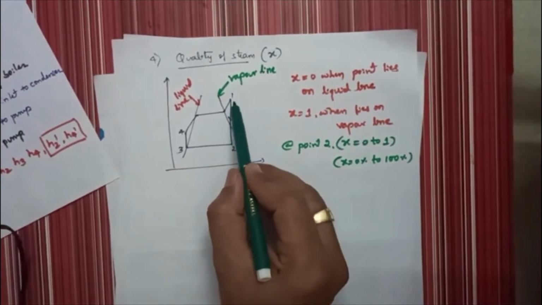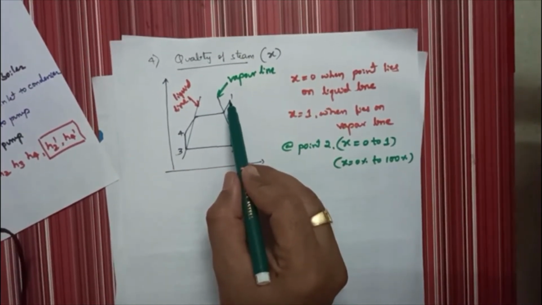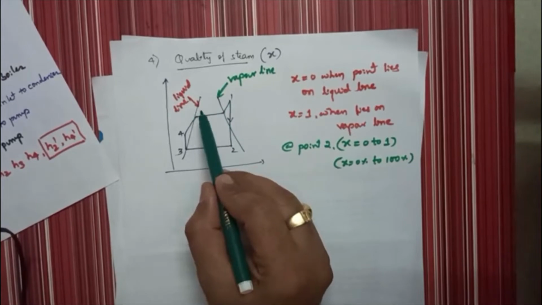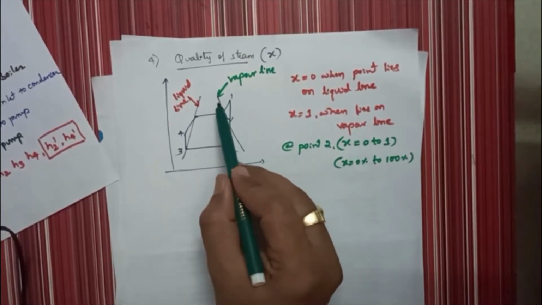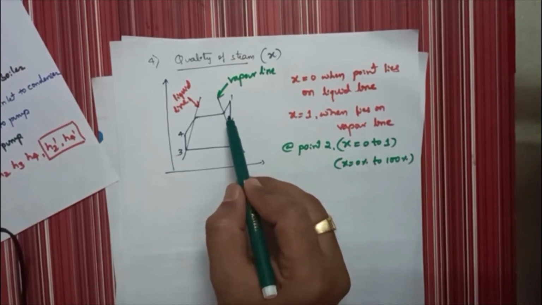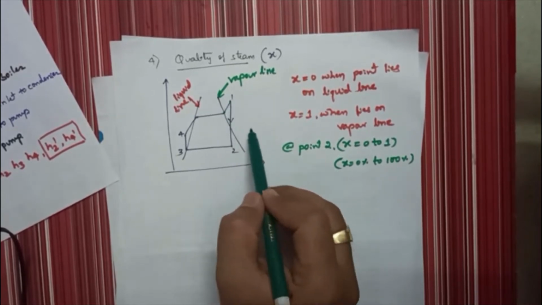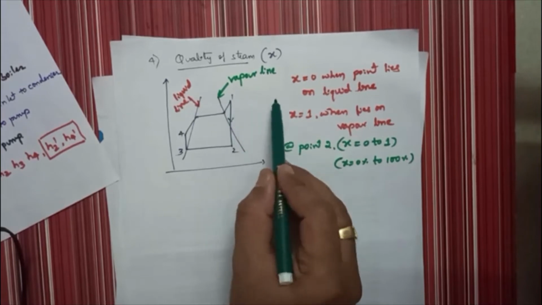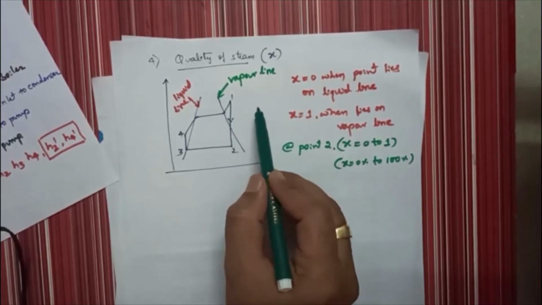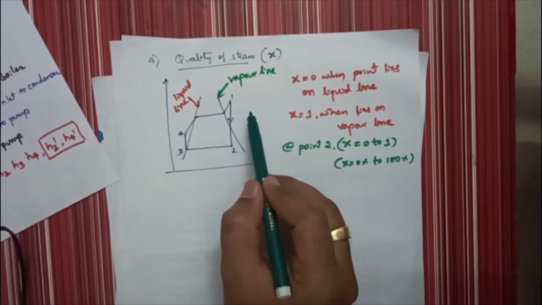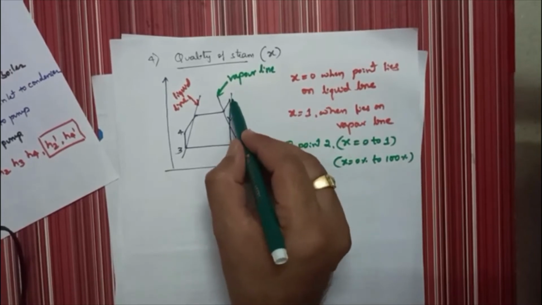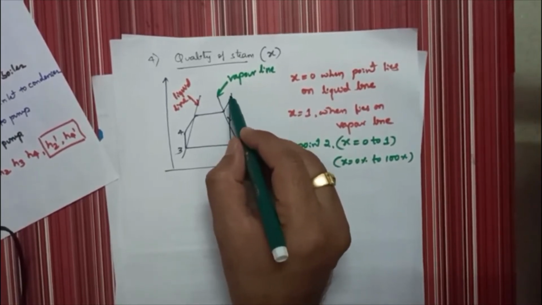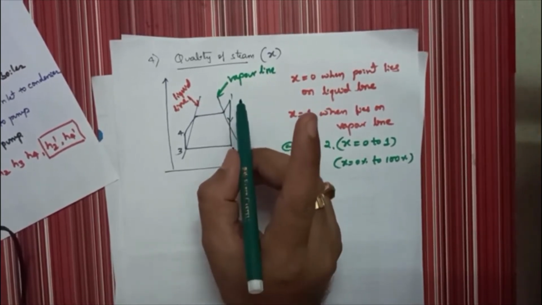Now similarly, point number 1 is again not on the liquid line, not on the vapor line, but on the right side of the vapor line. I told you in lecture number 2, any region on the right side of the vapor line is purely the superheated region. Superheated means the quantity of steam is 100%. There is no water content. So the X value at point number 1 is 1.